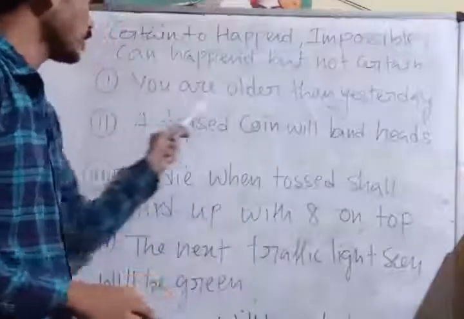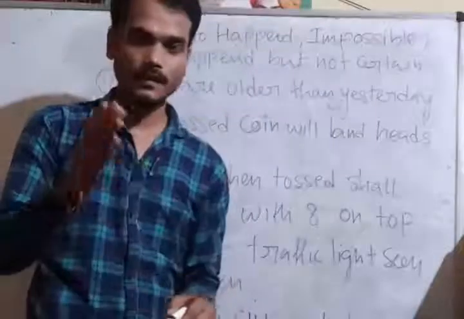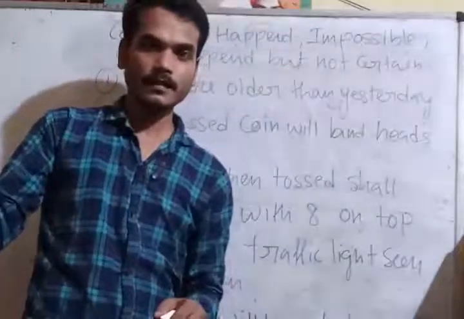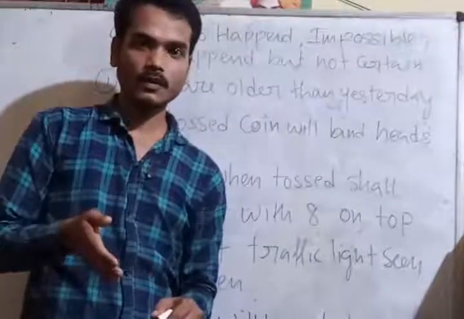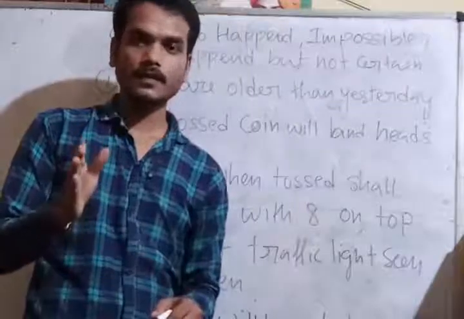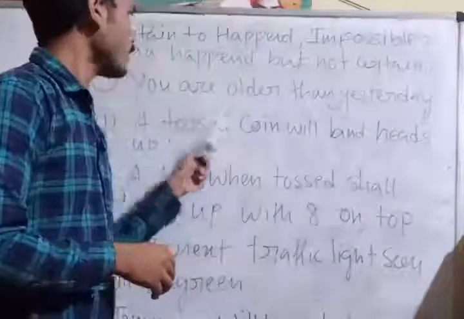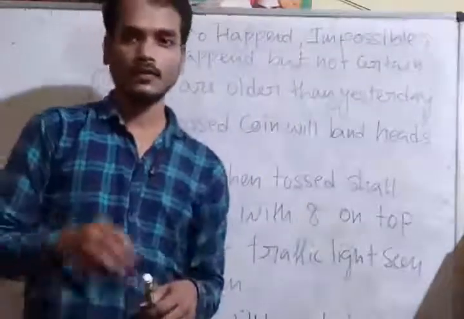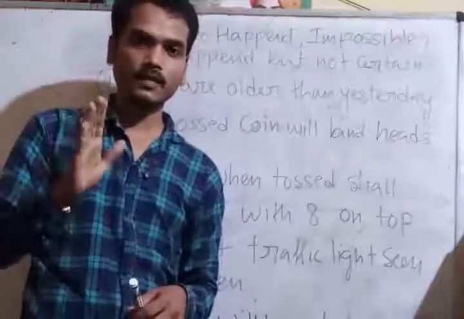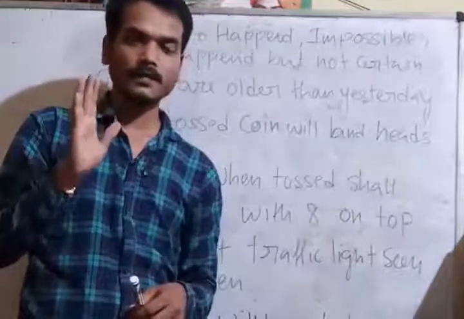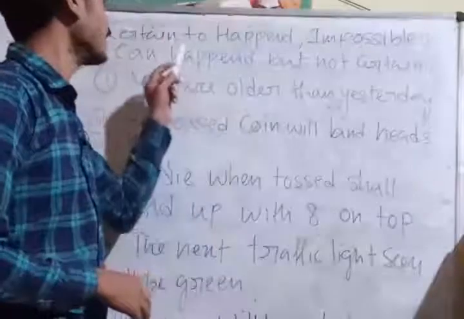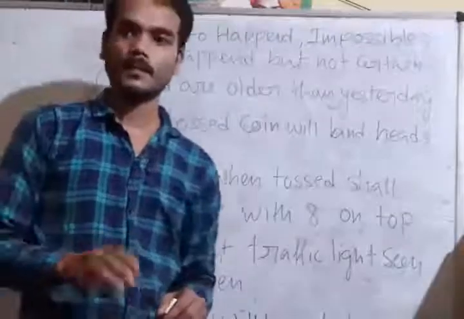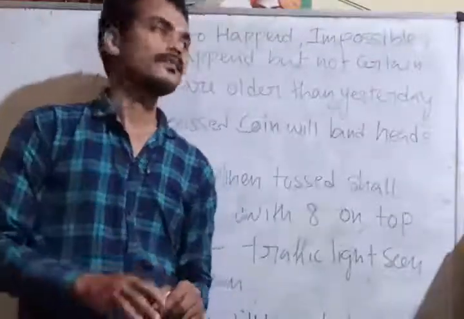So the first one is: you are older than yesterday. Yes, definitely. Today I am older than yesterday. So this is definitely fixed. It is happening. So in this case you have to write certain to happen, because this is true.